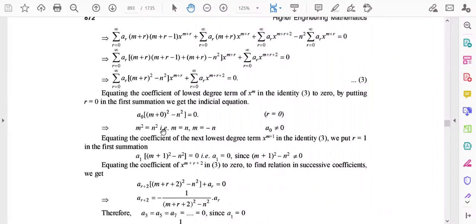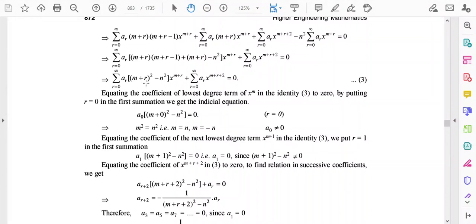What we have to do is equate the coefficient of the lowest degree term, x to the power m, in this identity to 0. But how do we find the coefficient of x to the power m? We can find it if we put r is equal to 0 in the first term. You see, in the first term there is x to the power m plus r, so if we put r is equal to 0, then we will get x to the power m.